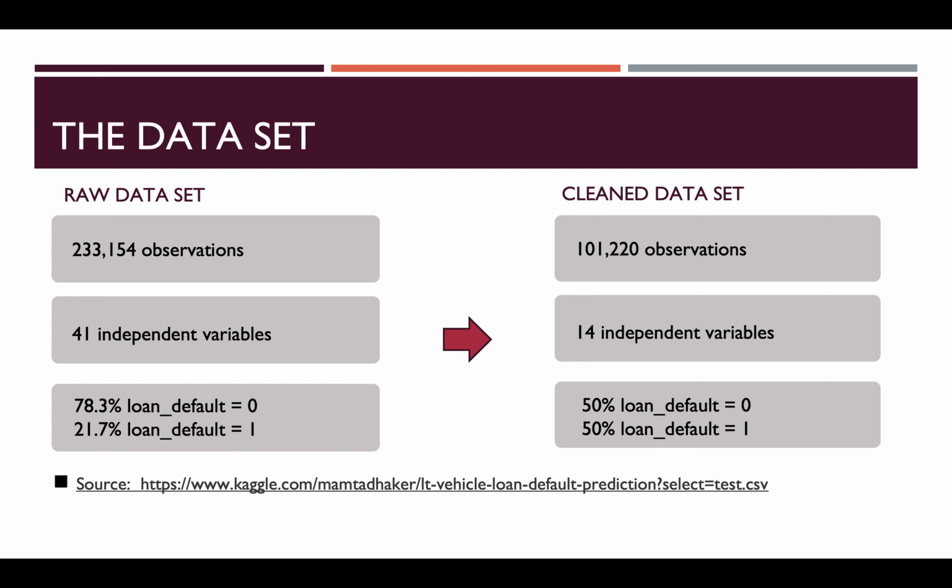The dataset we collected for this project came from Kaggle.com. The raw dataset had 233,154 observations and 41 independent variables, including the target variable loan default, which is a binary target that indicates if the borrower ever missed loan payments. Remarkably, it boasts no missing values.